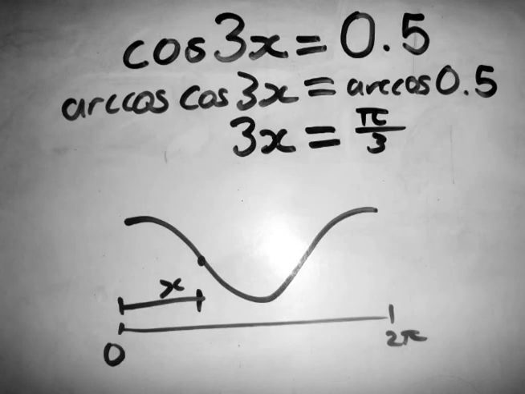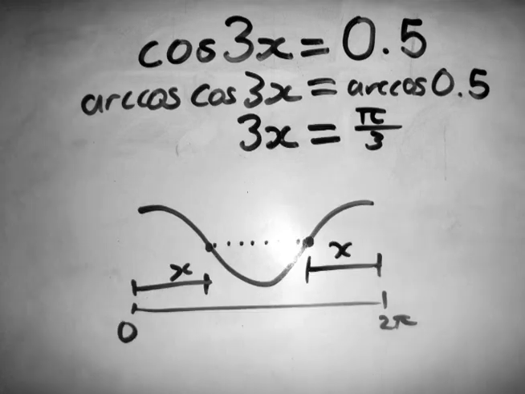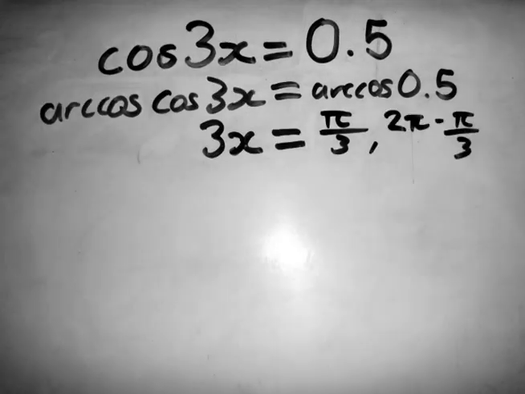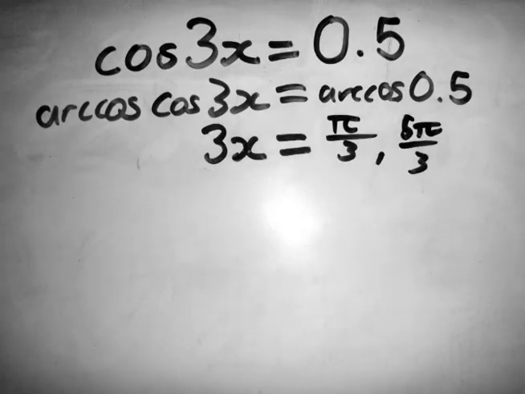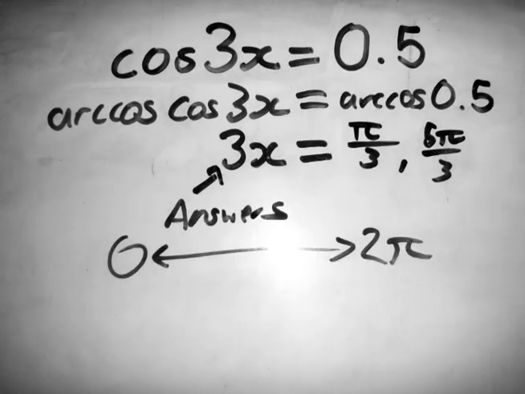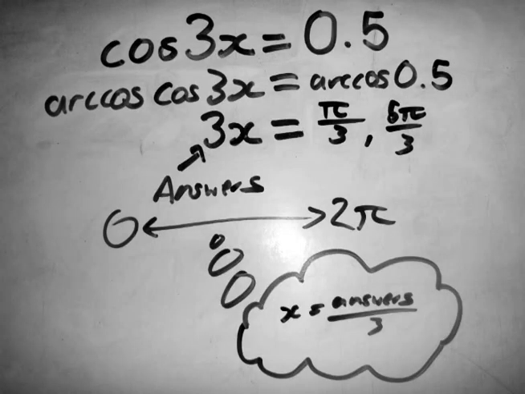But if we remember our cosine wave, if something is x amount from the start of it, then you can get the same answer from x amount away from the end, or 2 pi take x. So now we have pi over 3, and 2 pi take pi over 3. Also known as 6 pi over 3 take pi over 3, or 5 pi over 3. Now we need numbers between 0 and 2 pi, and looking over here, it seems we'll divide everything by 3 later on to get our answer.